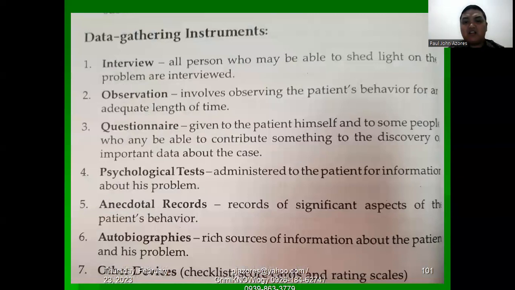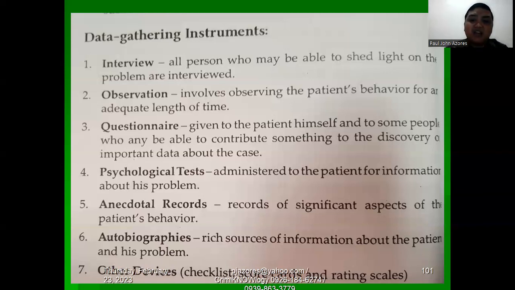So in data gathering, we need instruments. The following are the most common instruments used in data gathering. First, the interview. All people who may be able to shed light on the problem are interviewed. By that, you can use the interview as your instrument. Number two, observation. It involves observing the patient's behavior for an adequate length of time.